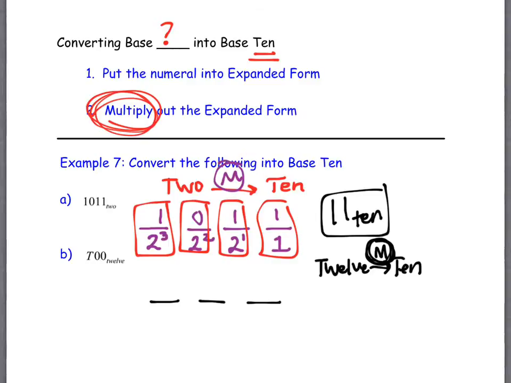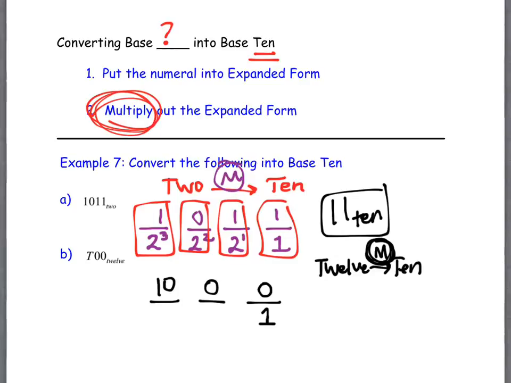I have a T and then a 0 and a 0, but I really don't want to write T. I'd like to write what T's value is. What is the value that T represents to us? 10. So I have a 10 in this placeholder. Because eventually I'm going to be multiplying in my number system, so I'd like to write it as a number that I think about. Does that make sense? Okay, this is base 12, so this is the ones place.